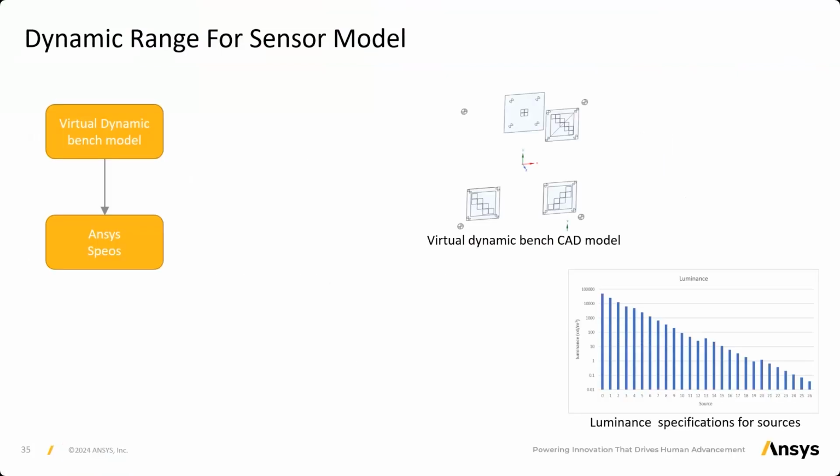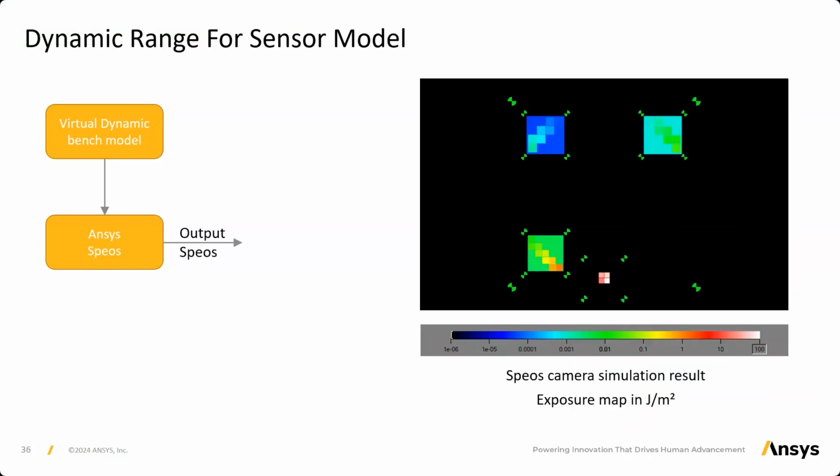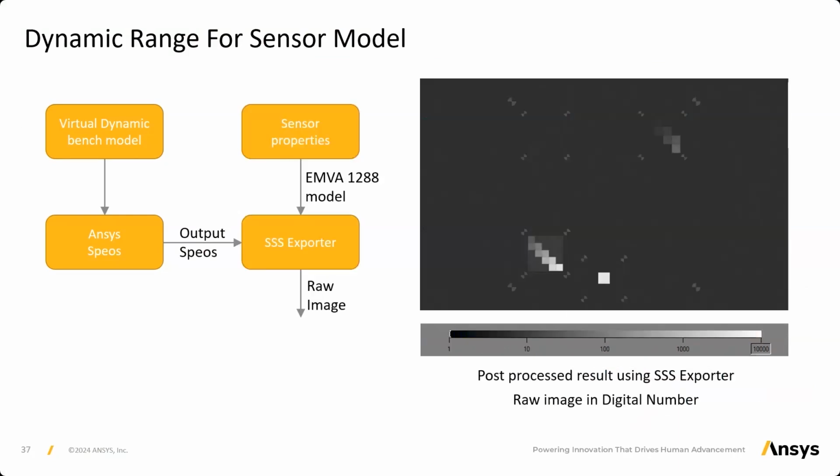Yeah, so on our side, we first model the light source geometry, and we put on each small square the luminance given by DXOMARK. Then we did a simulation using Speos to get the exposure map. So that's the data just in front of the sensor. And then we post-process this using SSS exporter to get a raw image.